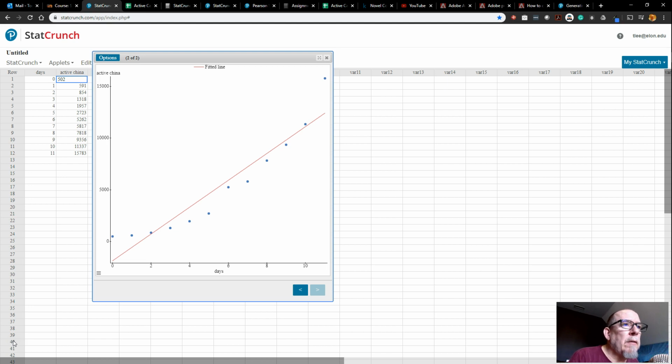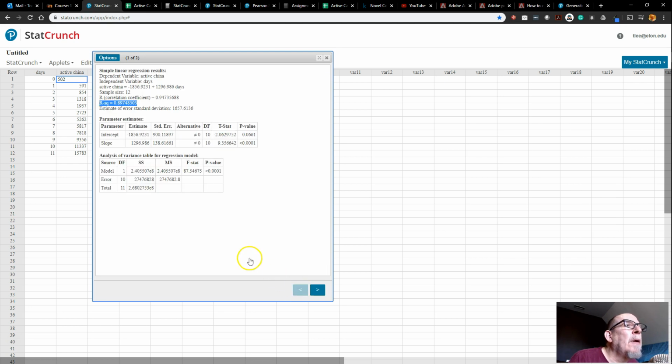So get a good look at that line, the red line through the 11 dots, and let's go back and interpret that equation. I'm just going to hit this back button. Okay, there it is highlighted. The active cases is modeled by negative over 1,800 active cases plus almost exactly 13,000 cases times what day it is. So that means on day 0, this model predicts negative 1,800 cases.